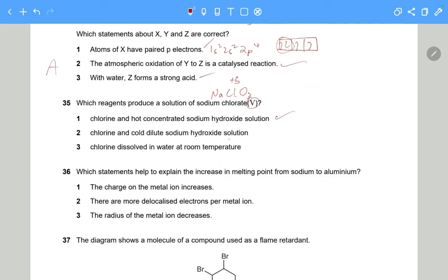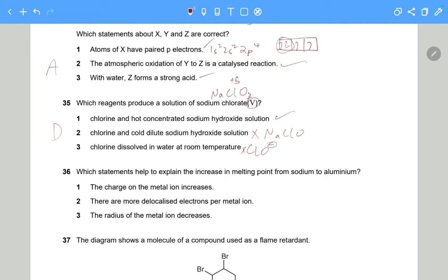And chlorine and cold dilute sodium hydroxide, no, this is wrong because it forms NaClO instead of NaClO3. And chlorine dissolved in water at room temperature, again it gives chlorate ions, not ClO3 negative ions. So we know that the only option that's correct is 1, and that's D.